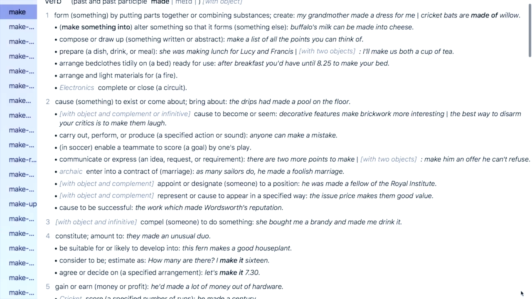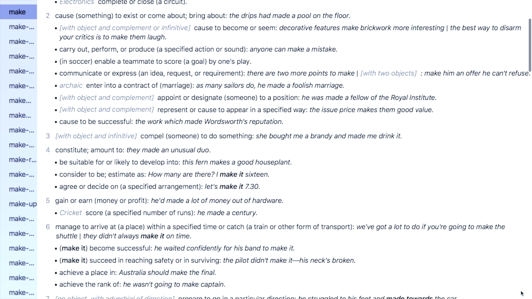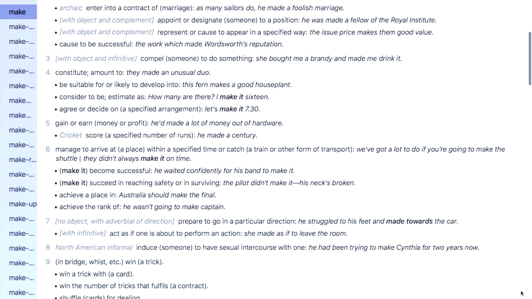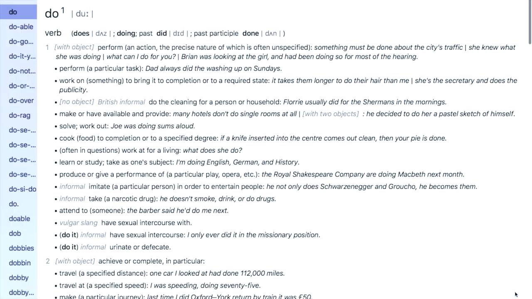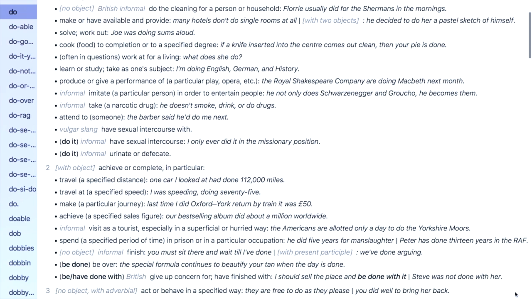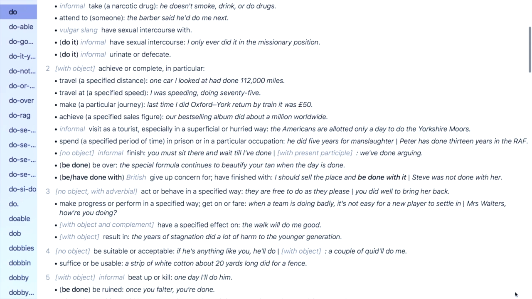But the problem is that if you look these words up in a dictionary, you will find so many meanings that you will be totally confused. It's really difficult to memorize all these meanings. For example, let's check out the word make and the verb do. The same situation. So in this video, I'm going to describe to you the general difference between make and do.